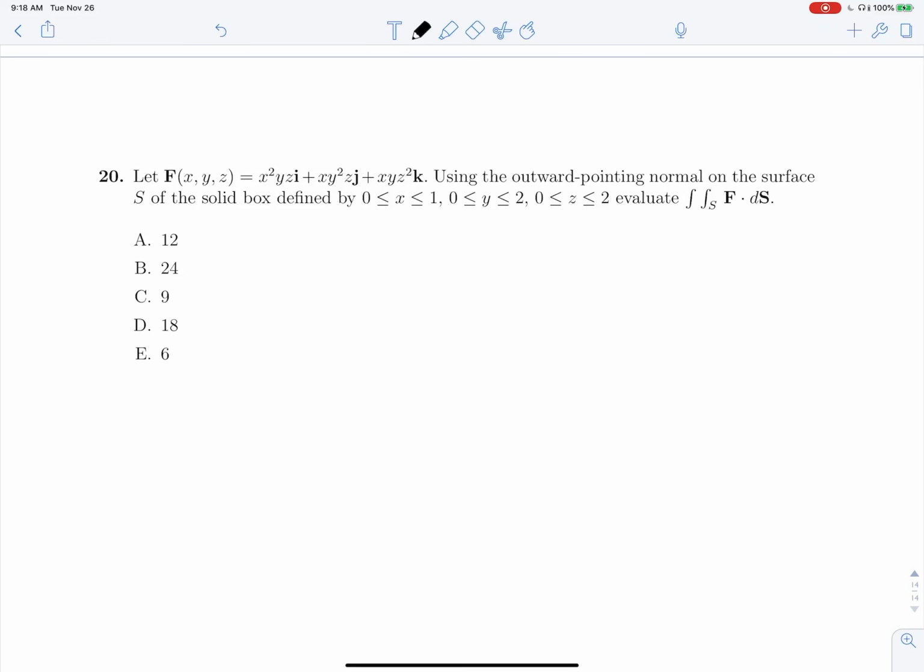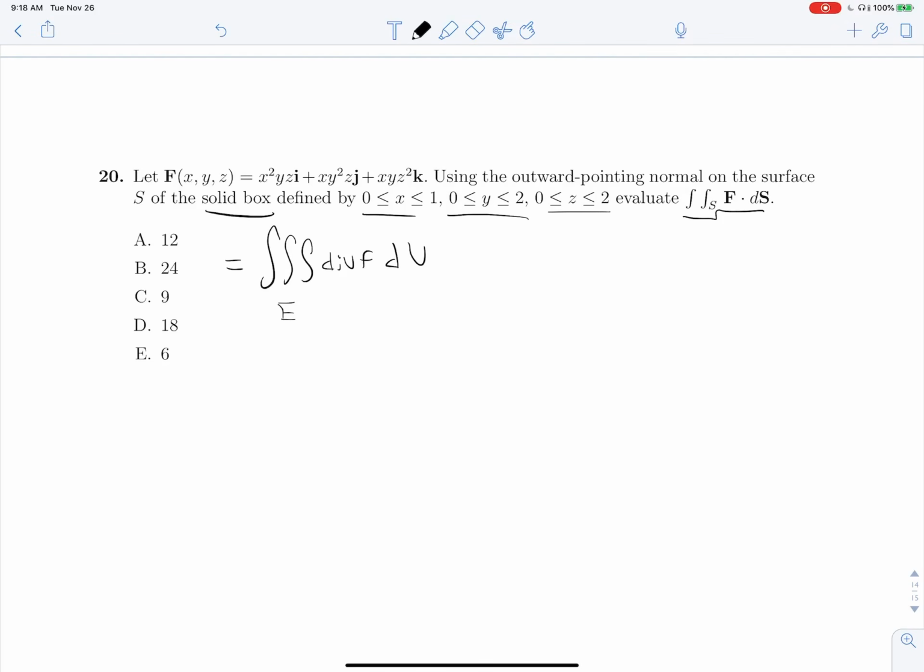So let's let f of x, y, and z equal to this thing, and we're looking for the flux using the outward pointing normal on the surface S of the solid box. Those are the magic words. That means we can use the divergence theorem, and we are given the bounds of the box. So we know that the double integral of f dot dS is, by the divergence theorem, since we're in a solid region, equal to the triple integral over whatever region E we're in of the divergence of f dV. So these problems can be very nice sometimes, where we get a constant for the divergence of f, and all we have to do is multiply by the total volume of our region.